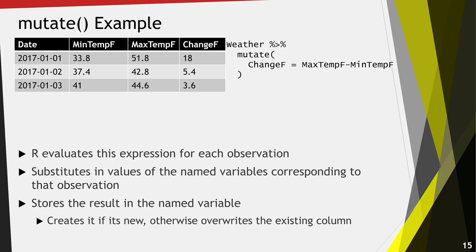Remember, R is going to store this result in the named variable. It's going to create a new variable unless the variable name exactly matches a variable that already exists in your data, in which case it's going to overwrite that column with new values.